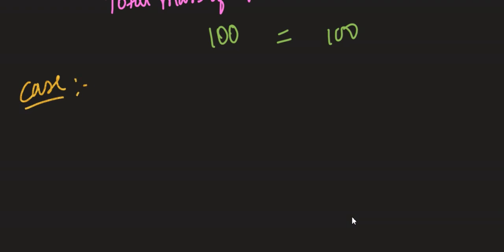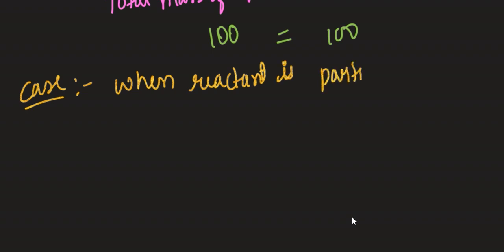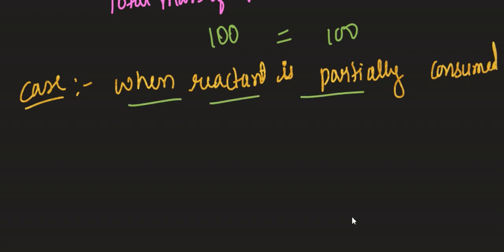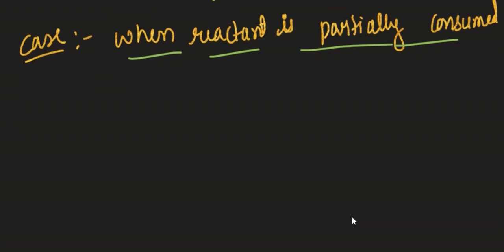So what happened in the case 2? Sometimes, okay, so what we can say, when reactant is partially consumed. What is the meaning of partially consumed or partially utilized? Sometimes what happens is, when you take 100 grams, out of 100 grams, only 30 grams is involved in the chemical reaction. So this type of case we can also see in the experiment.